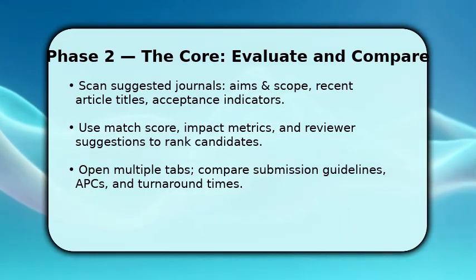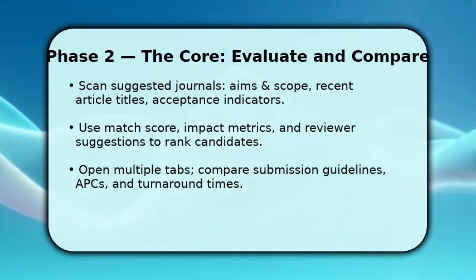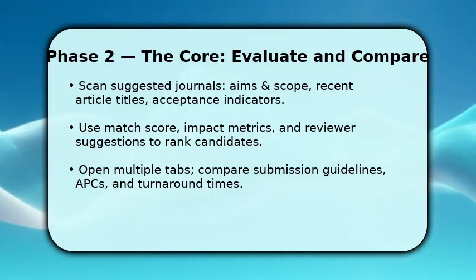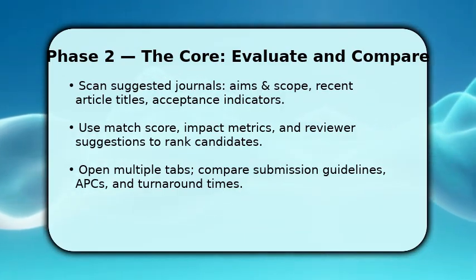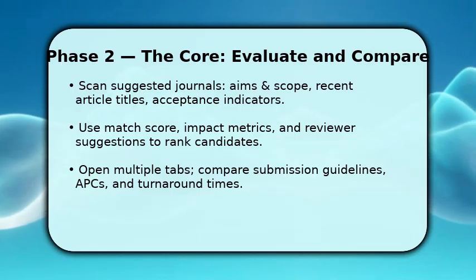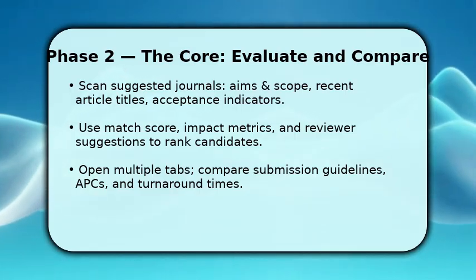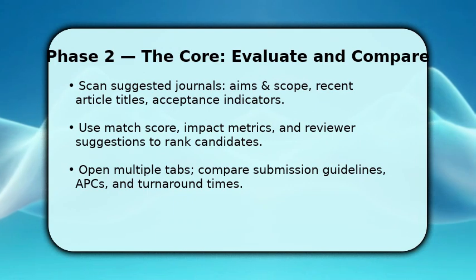Once you have a short list, compare impact metrics and any reviewer or editorial notes, and make sure to check submission guidelines and APCs. Open several journal pages in tabs to compare side by side. Then rank candidates by fit and practical factors like turnaround time so you can pick a top choice.